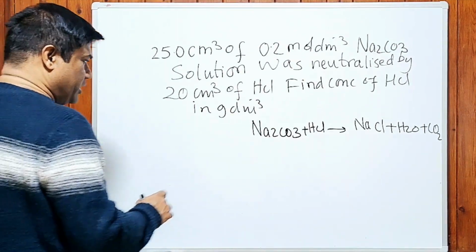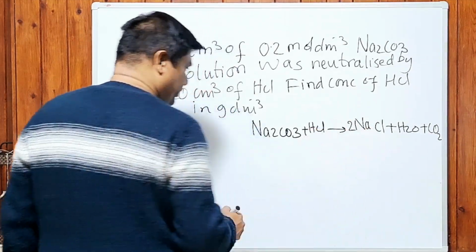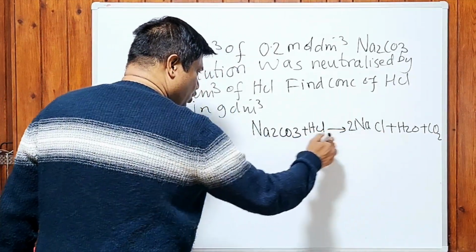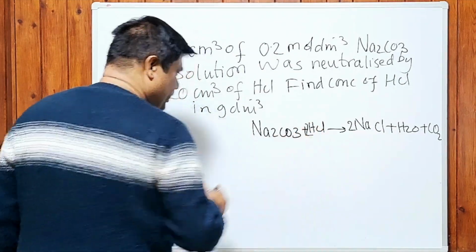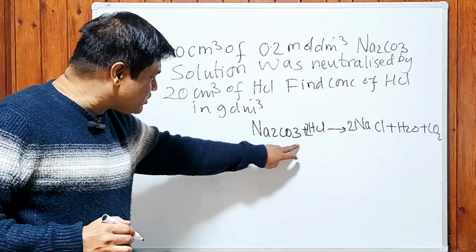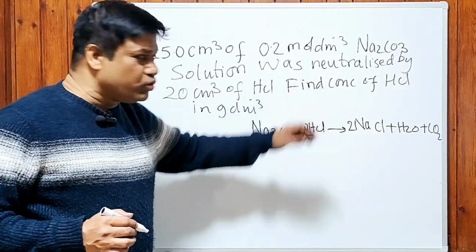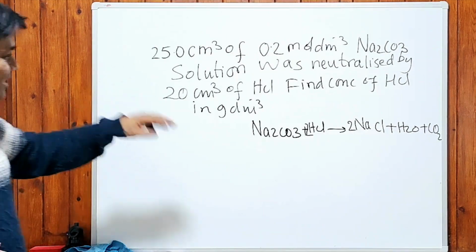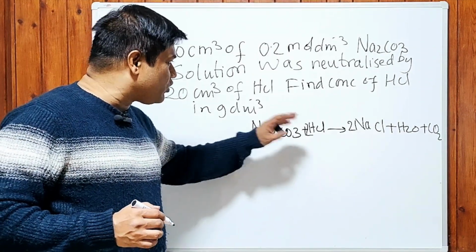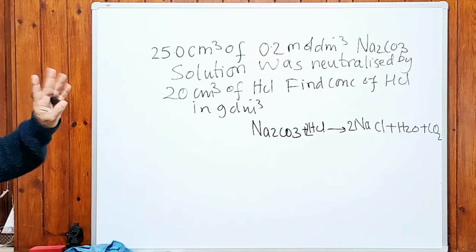How many sodium, guys? 2 sodium. So 1 sodium times by 2. How many chlorine here? 2 chlorine. So I have to times by 2. That's the beauty of the reaction. If you miss the balancing, you can't get the exact number of moles. If you can't get the exact number of moles, then you can't figure out the concentration of the HCl. Okay, that's the equation. That's the first step.